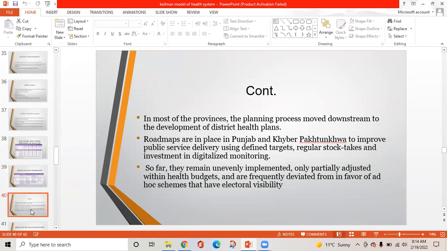In most of the provinces, the planning process moved downstream to the development of district health plans. Roadmaps are in place in Punjab, KPK to improve public service delivery using defined targets, regular stock takes, and investment in digitalized monitoring. So far, they remain unevenly implemented, only partially adjusted within the health budgets, and are frequently deviated from in favor of ad hoc schemes that have electoral visibility.